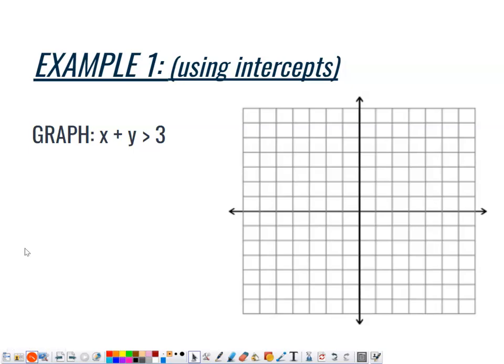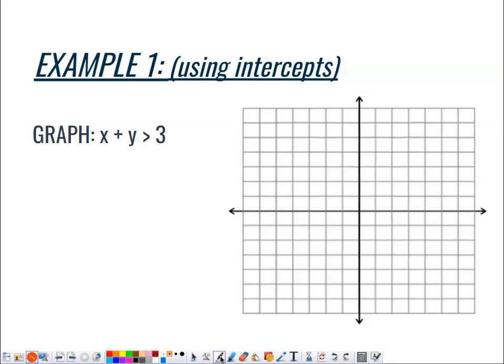Okay, so we're going to go ahead and graph x plus y is greater than 3. And we're going to use the intercepts to help us out. So let's find the x-intercept. Basically, we're plugging in 0 for y. So this y is just 0.